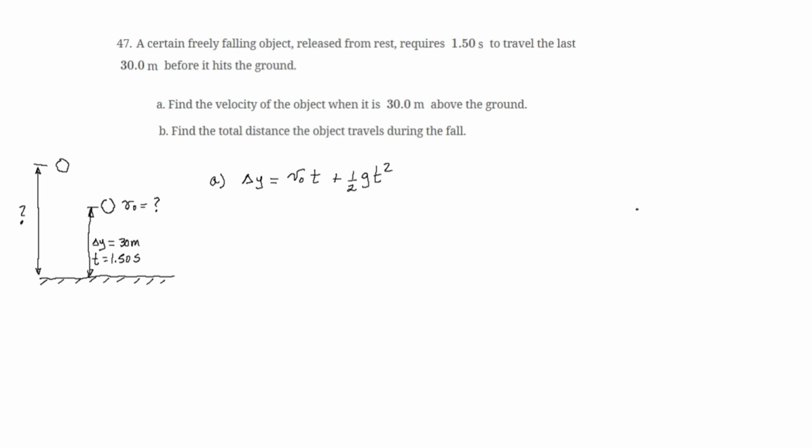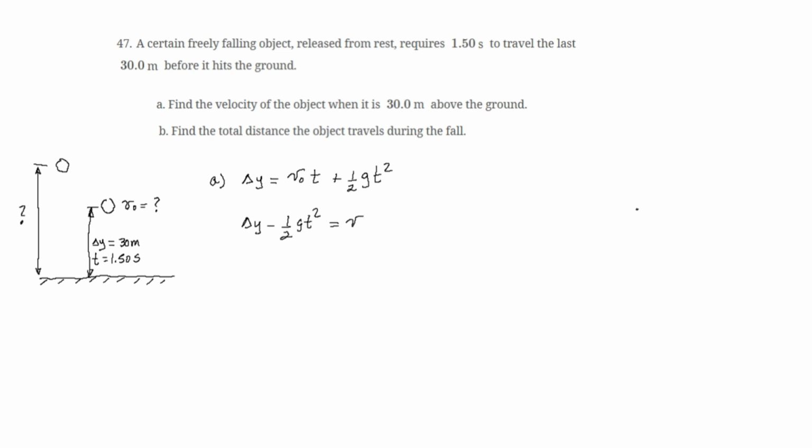So delta y, the position above the ground, is 30 meters, the time that it takes to travel the 30 meters was 1.50 seconds, and the initial velocity is what I want to calculate, and of course, then the acceleration of gravity, that is a constant. So I will be solving for v sub 0 here. So we say delta y minus 1 over 2 g t squared is equal to v sub 0 t.